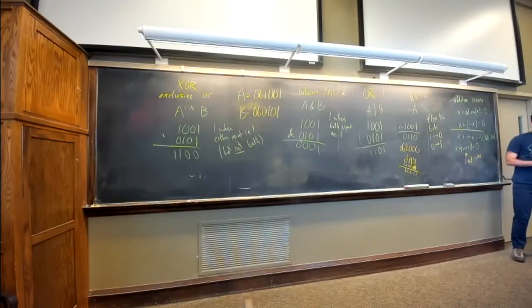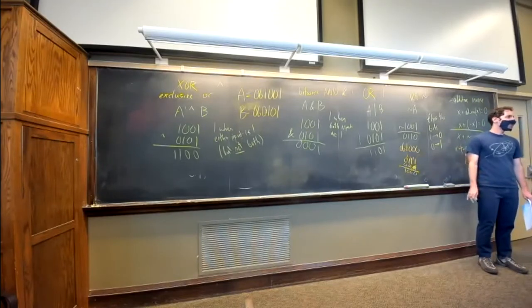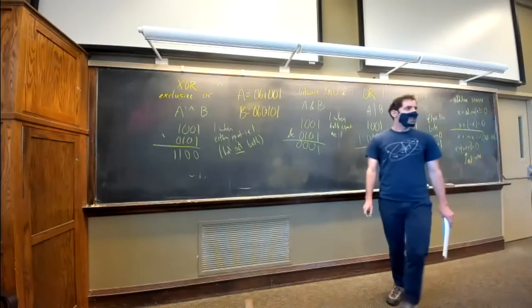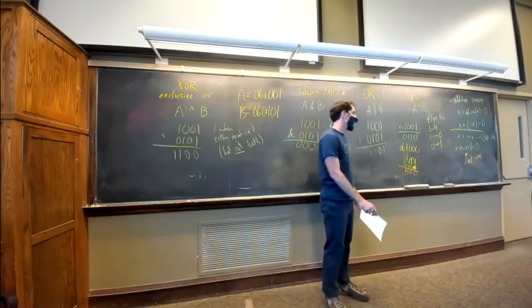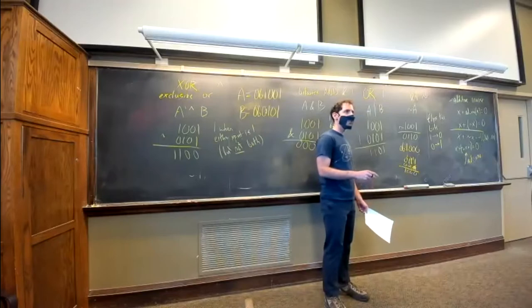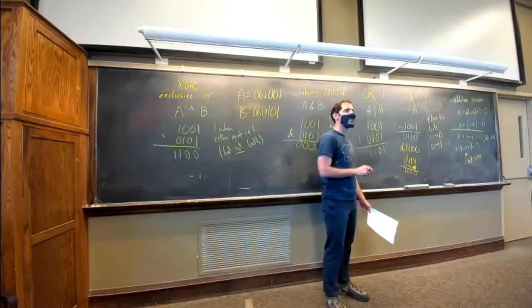So this is an edge case that you'll need to keep in mind for the lab. Negating the maximum negative number will just give you back the same negative number. Does that make sense? Questions on this? Yeah, but adding the two largest negative numbers would give you 0. That's right.